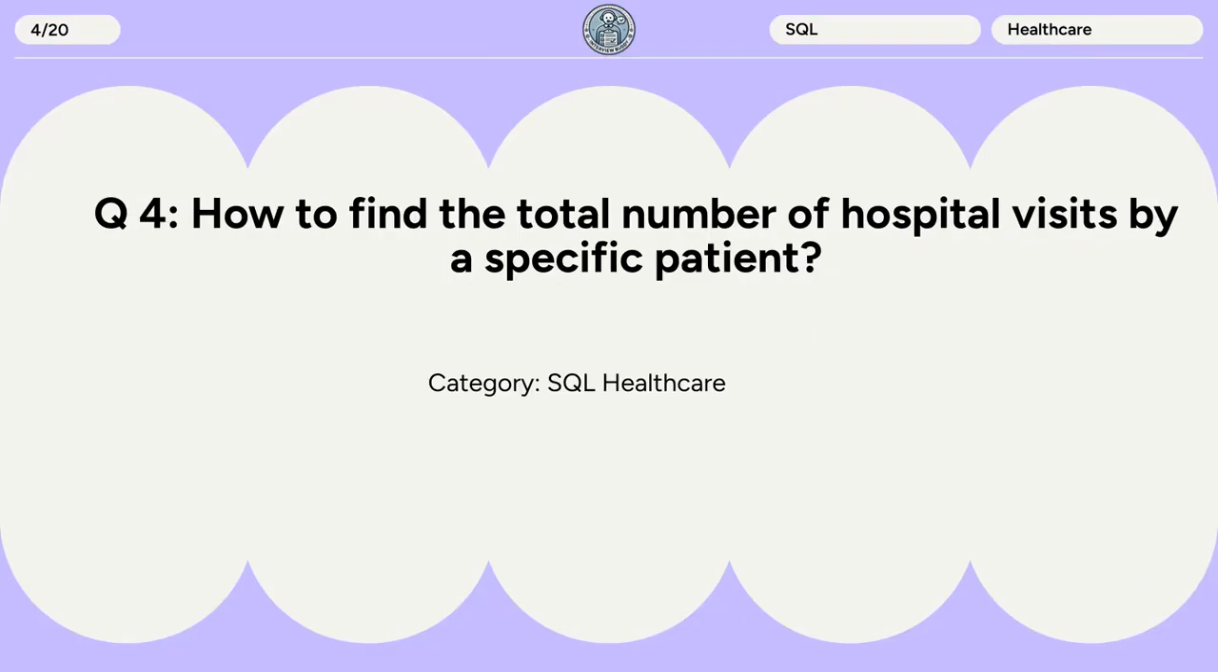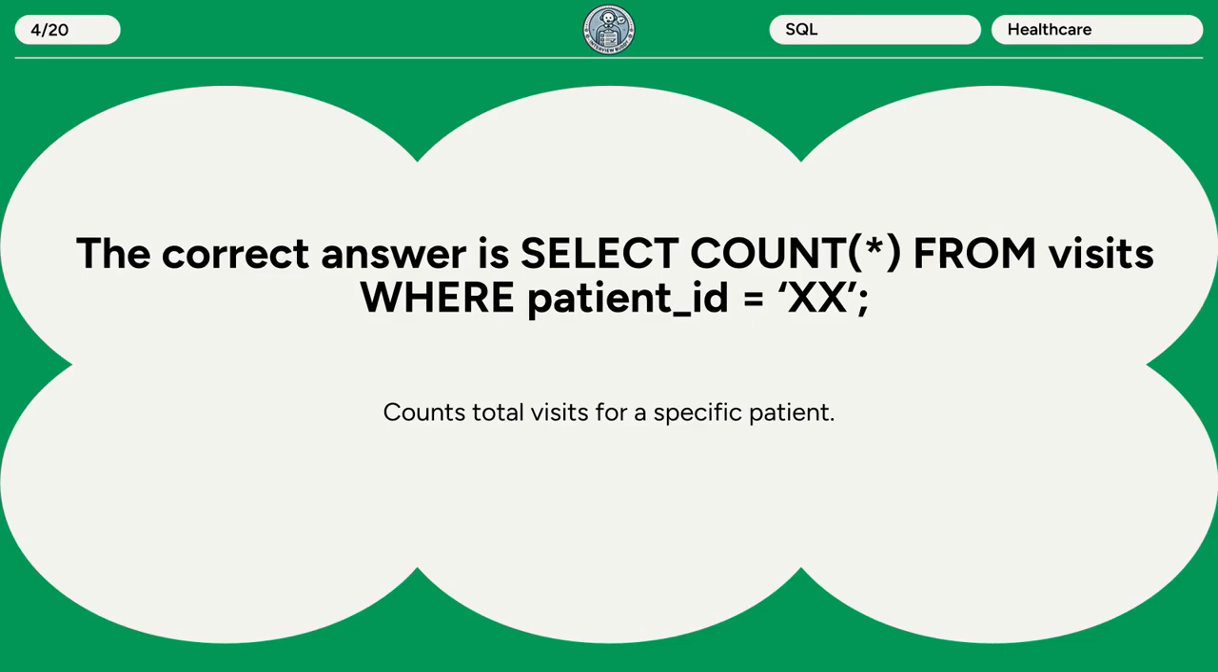Question 4. How to find the total number of hospital visits by a specific patient? The correct answer is: SELECT COUNT(*) FROM visits WHERE patient_id = XX. Counts total visits for a specific patient.